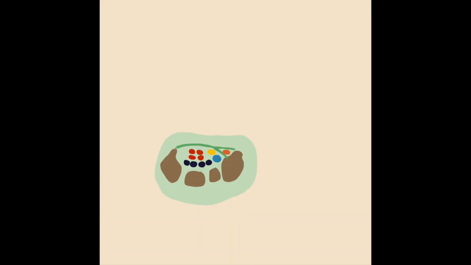So here we have an illustration of the carpal tunnel from a cross-section view. I created this image in Procreate based on an image from Netter's Atlas of Human Anatomy. It is my favorite anatomy book, so definitely check that out if you need a good resource.